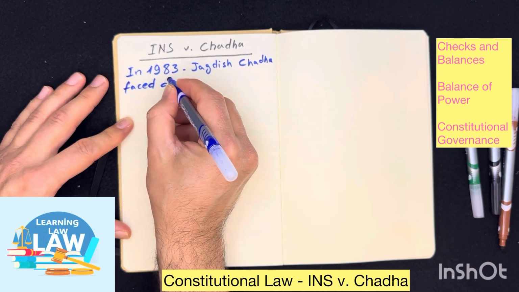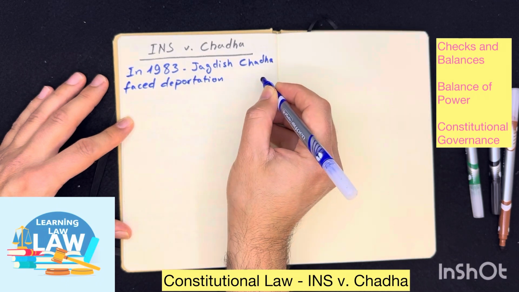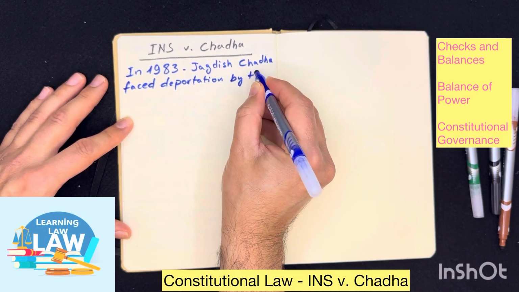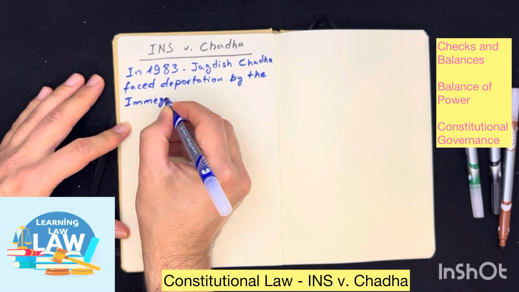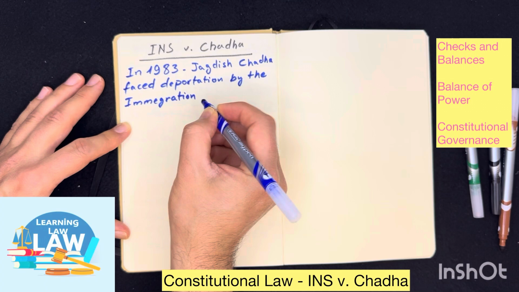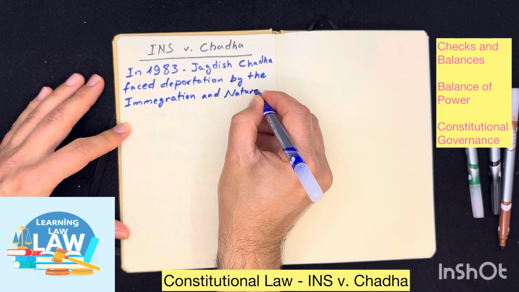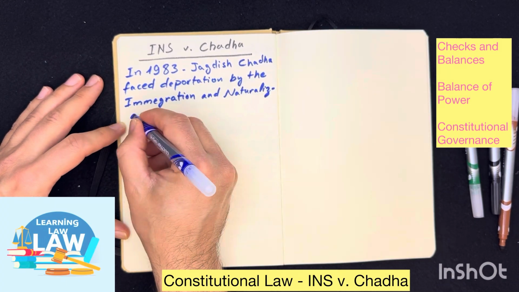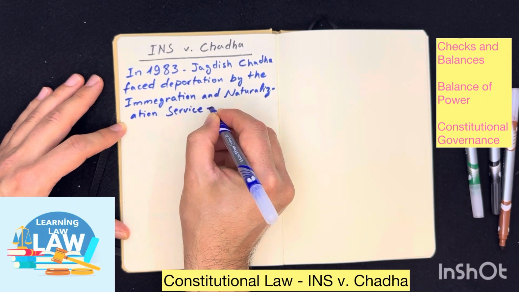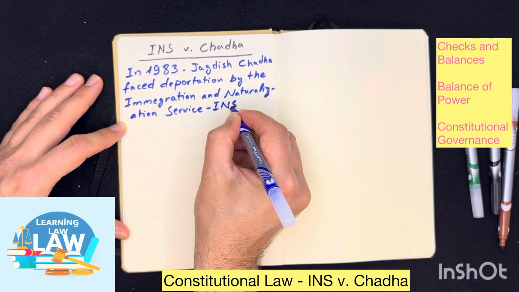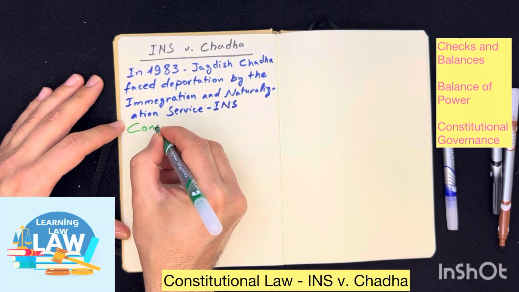Jagdish Rai Chadha, a Kenyan citizen, overstayed his student visa in the United States and faced deportation. The Immigration and Naturalization Service, INS, initially suspended his deportation, but the House of Representatives exercised a one-House veto to override this decision. Chadha challenged the constitutionality of this legislative action, arguing that it violated the separation of powers and the bicameral legislative process outlined in the US Constitution.